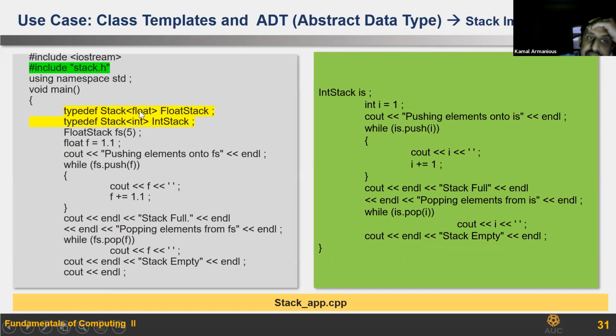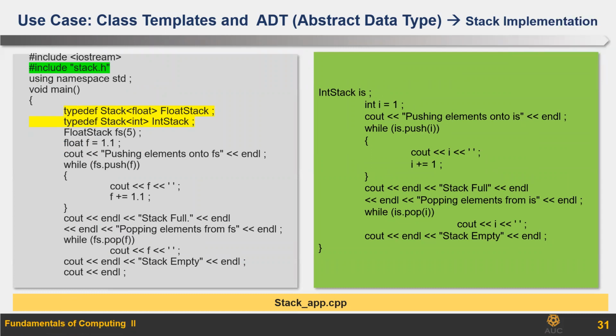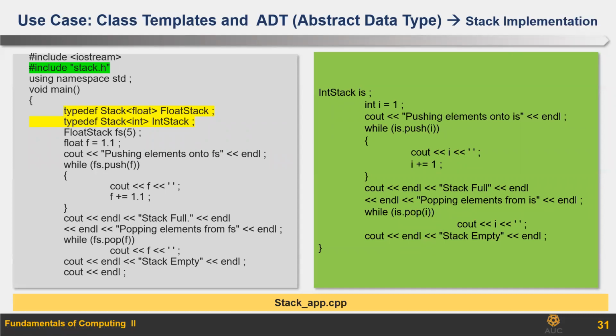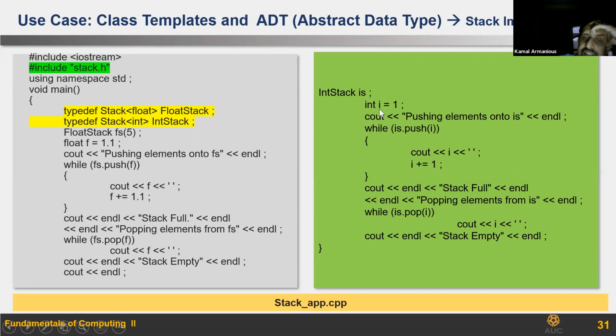Stack float means T is float. Stack int means T is integer. Now push F. What type is F? Float. So T is float. I is integer, so when I push I, I am pushing an integer. Okay. Does anyone not understand, guys?